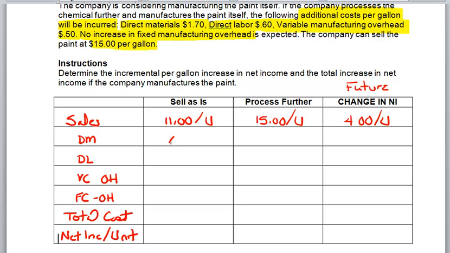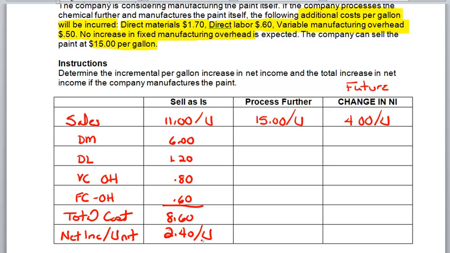So we know our direct materials is $6. Our direct labor, $1.20. Our variable overhead is 80 cents. Our fixed overhead is 60. So that's $8.60, our total cost, as we know from above. 11 minus 8.60 says we are currently making $2.40 per unit.